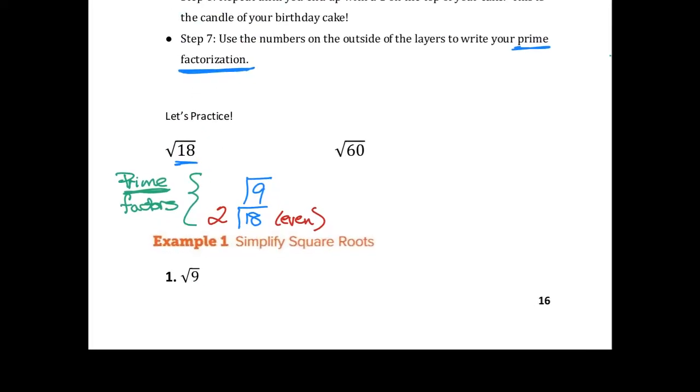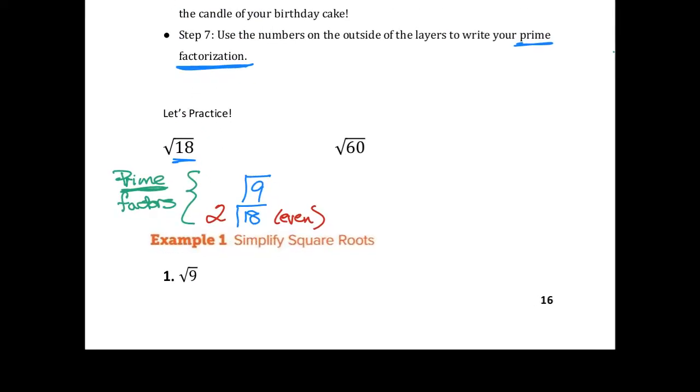Now, 9, is that an even number? No. Does it end in a 0 or 5? No. So let's try 3. Okay, divide by 3. Yes, that works. 9 divided by 3 is 3. Well, 3 is divisible by 3 also, right? So divide by 3 again, and we get 1. You are done when you reach 1 at the top, and that is your candle.